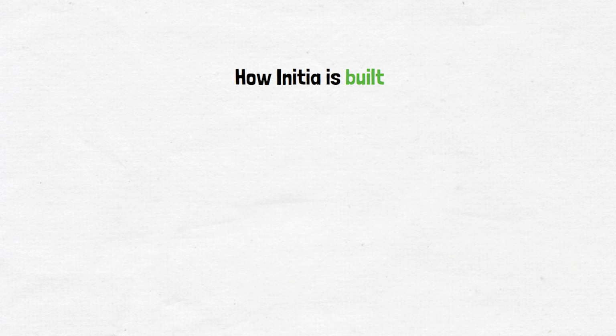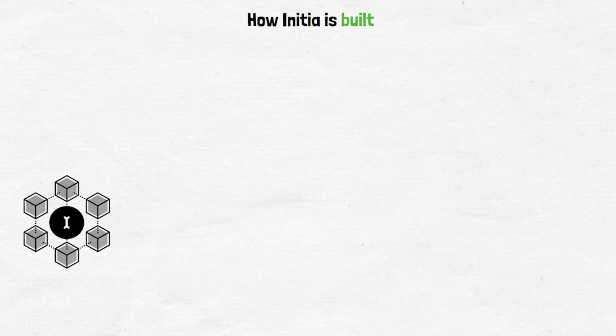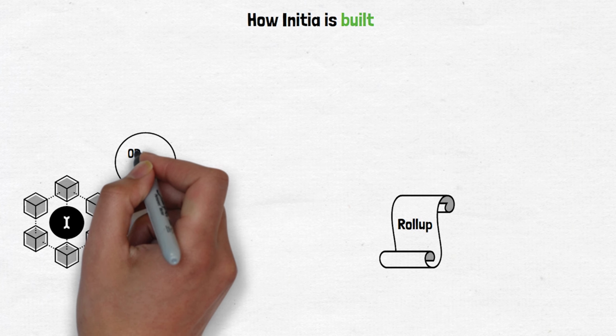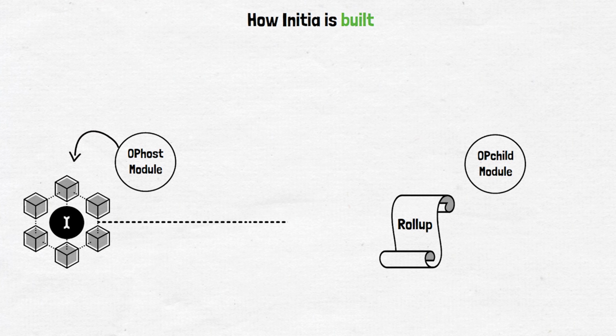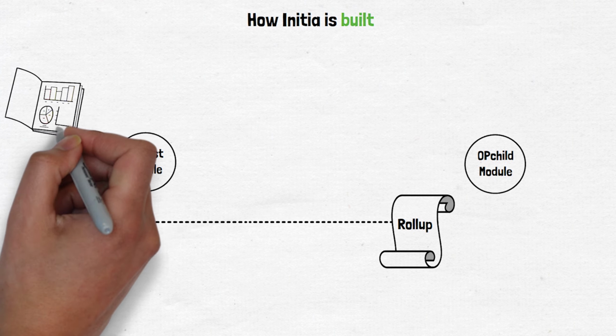Picture the Initia blockchain as a busy city hub and each rollup as a suburb linked to it. Two main pieces tie it all together, the OP host module and the OP child module. The OP host module sits on the blockchain, the city hub. It's like the main bridge office. It sets up and manages bridges between the blockchain and the rollups. Plus, it handles reports about what's happening in those suburbs.